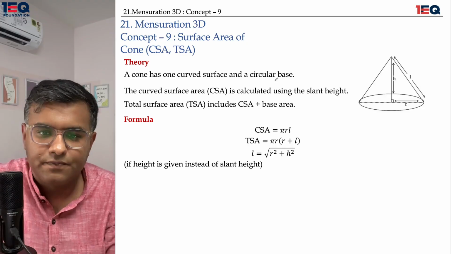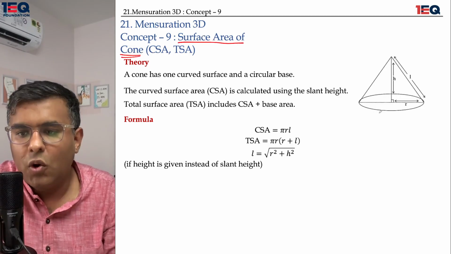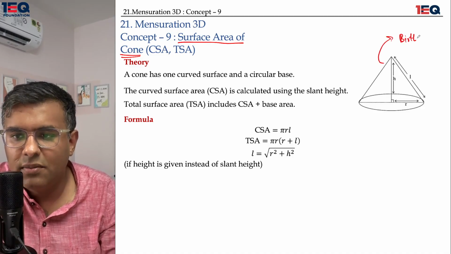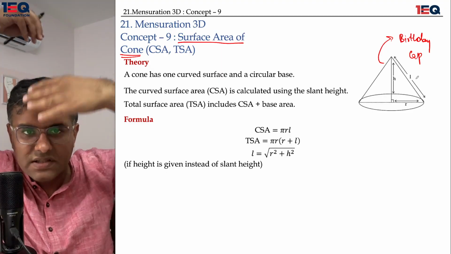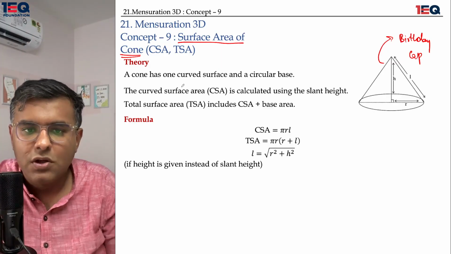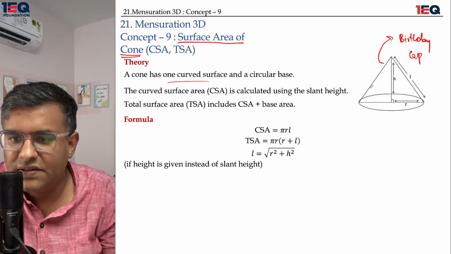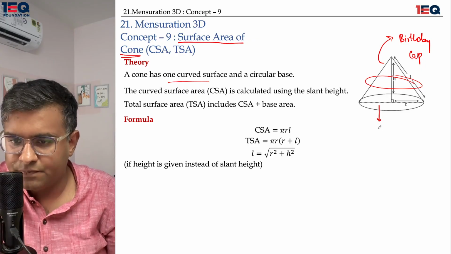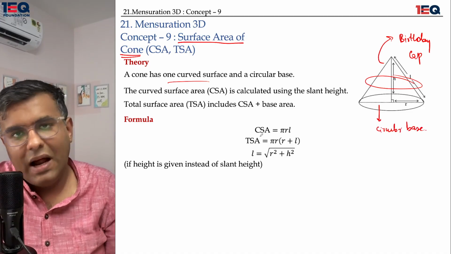I'll move forward. Now, talking about the surface area of a cone. A cone is nothing but a birthday cap. What happens in a birthday cap? It basically sits on your head, and there is a conical shape that comes up. So the cone has a curved surface. This surface is called the curved surface, and this area is called a circular base.